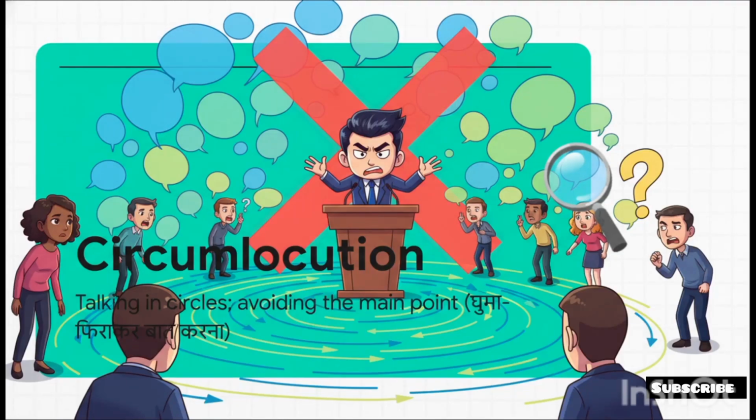This next one brilliantly illustrates how deeply visual these words actually are. I want you to picture a politician on a debate stage, completely dodging a really uncomfortable, direct question. They use circum, which means around, like the circumference of a circle, and a locu, our root for speaking. So they are quite literally talking in circles to avoid the main point. They're engaging in circumlocution. Ghuma firakar baat karna. They are speaking a lot, sure, but they're getting absolutely nowhere.